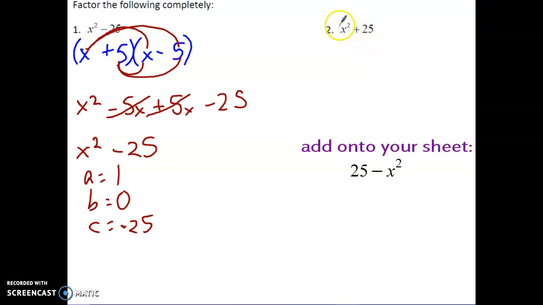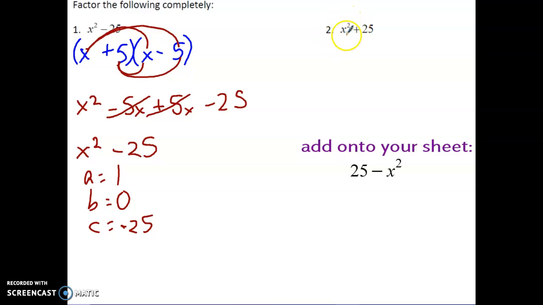Okay, let's look at number 2. So number 2, I immediately notice a problem because I have a plus right here. And remember, these are called difference of squares problems because they're always going to be subtraction. And this one has a plus. So immediately I know it cannot be a difference of squares problem.